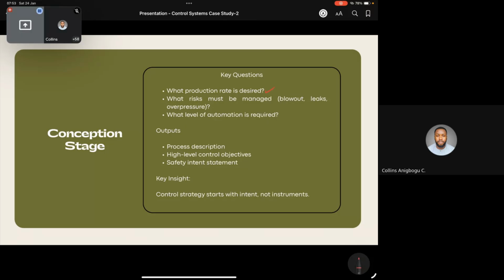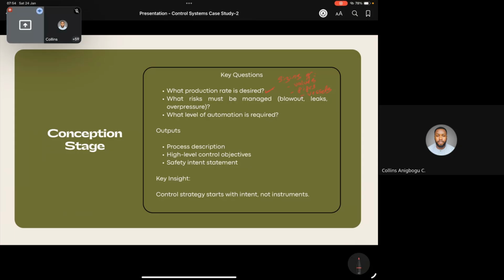The production rate that you desire will determine the sizing of your valves, your pipes, and your vessels, right? So you ask the person the production rate. You ask the person, what are the risks that must be managed?